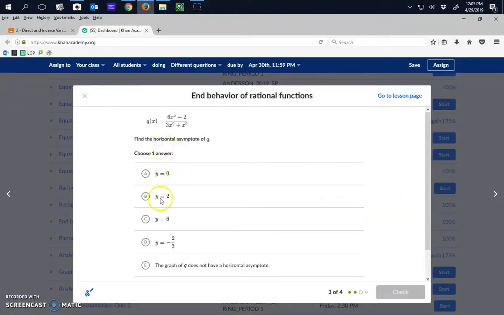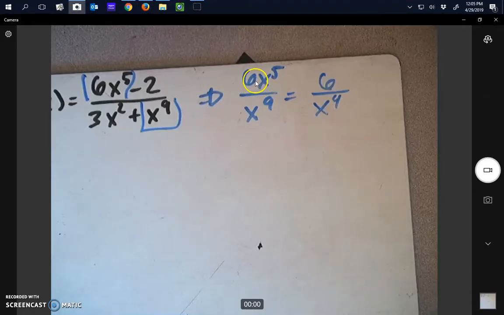So remember, if the numerator is bigger, then you won't have one. If the denominator is bigger, it's 0. If they are the same, it's going to be the ratio, just the number that's left over when you simplify.